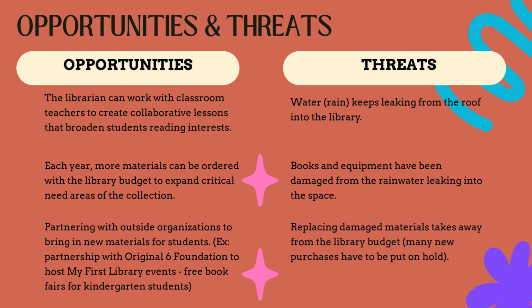And some threats, mostly it's structural, with water, mostly when it rains, because the roof is leaking, and right over the library, that's where the water's coming in. So books and equipment have already been damaged from rainwater leaking into the space. And having to replace materials takes away from the library budget. So many new purchases have to be put on hold because she has to use some of the budget to replace what has been damaged. So those things are the major threats right now to the library.